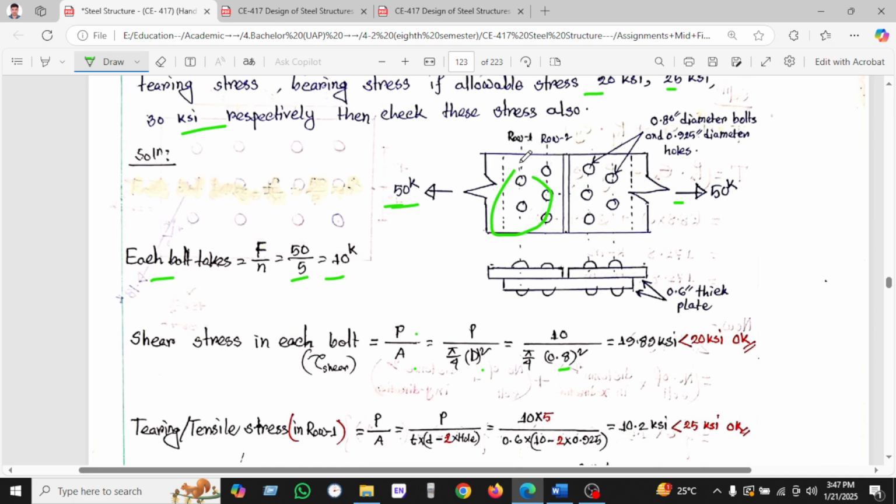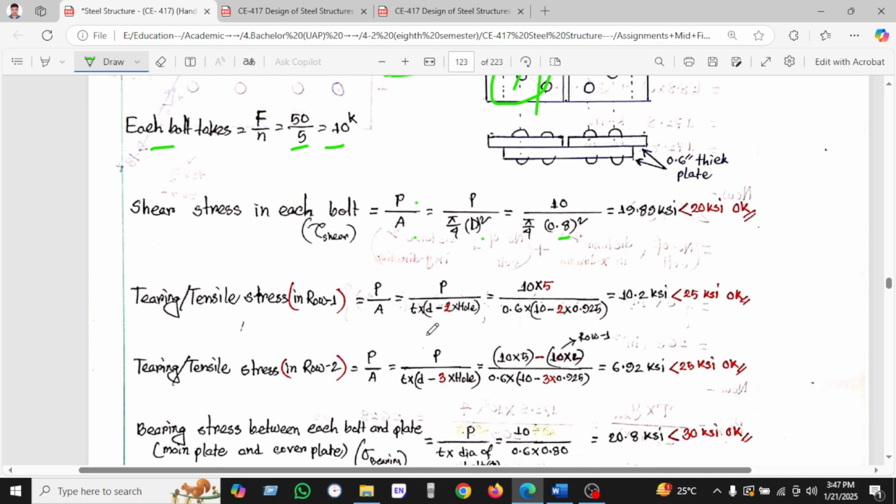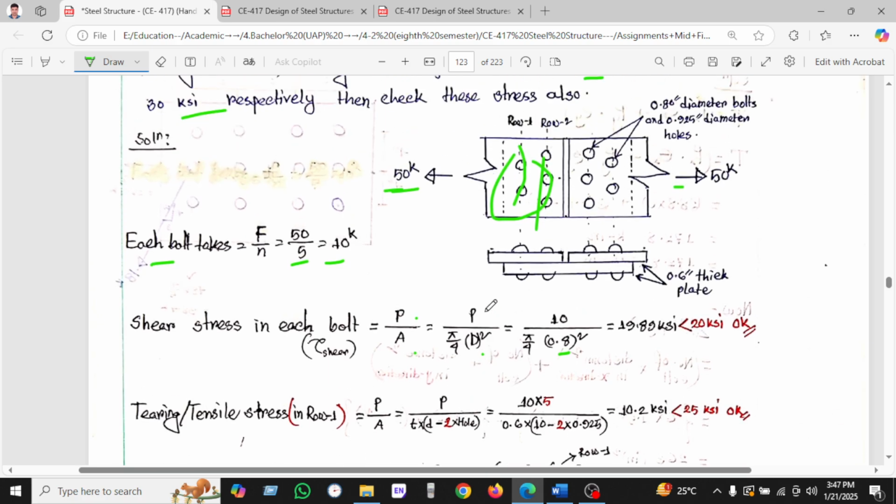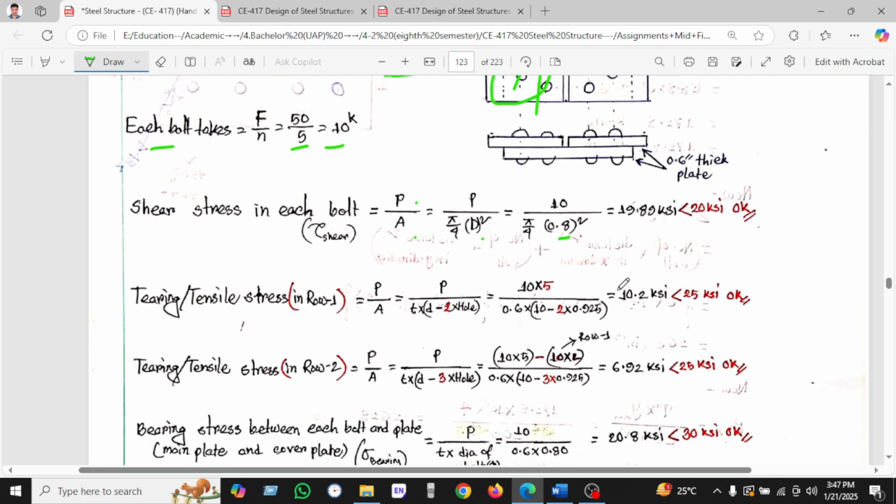On the other hand, we can see the tearing or tensile stress in row 1. This is row 1 and this is row 2. For row 1 we have P by (w minus 2 times d) times t, as 2 holes are given here, and we found 10.02, which is less than 25. So okay.